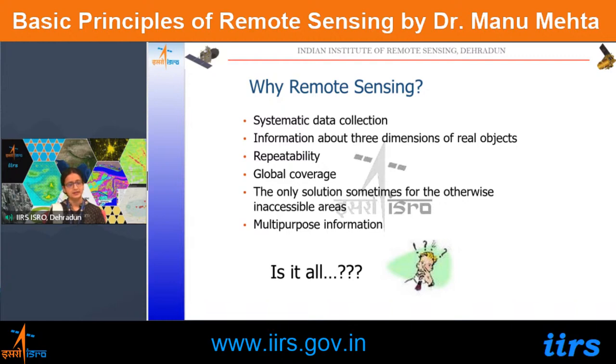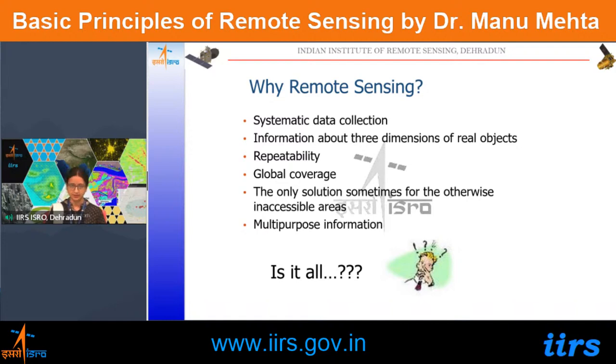For example, systematic data collection. So you have a systematic pattern of data collection in a fixed row or fixed path, etc., with remote sensing. Whereas if I send 10 people to the ground, 10 different types of errors, 10 different types of sampling might be coming across. Okay, so it brings about objectivity in the information collection. Number two, information about three dimensions of real objects. I hope all of us today are looking at Google Earth, and at many places you have 3D structures available. So this is all possible using remote sensing satellites, which are looking at the stereo dimensions.